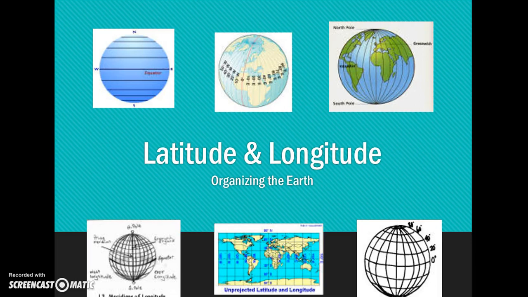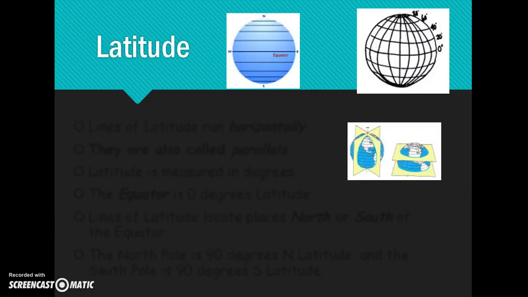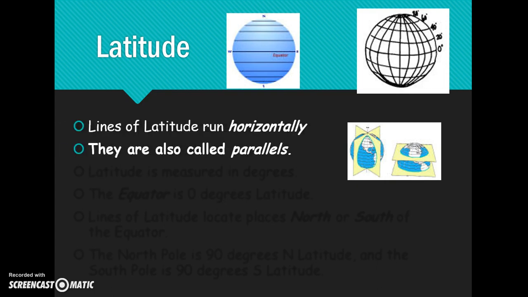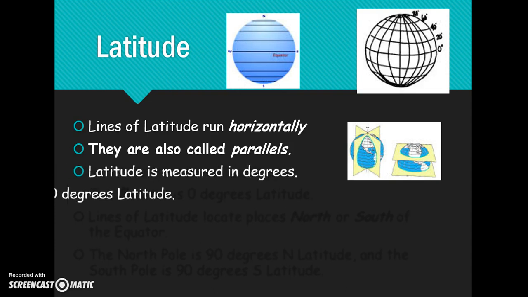Latitude and longitude, organizing the Earth. We will take a look at latitude and longitude lines today and see how it creates a grid on the Earth in which we can locate places easily. Latitude. Latitude lines run horizontally. They are called parallels. They are measured in degrees.